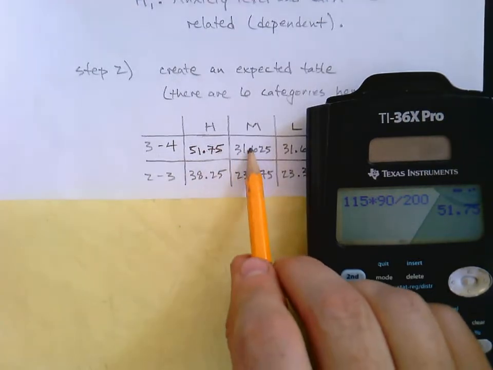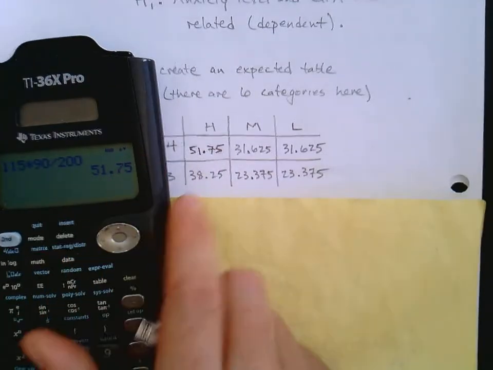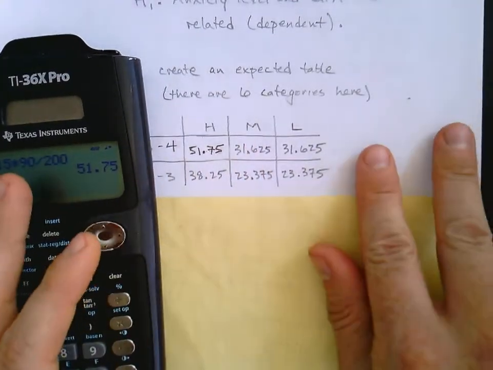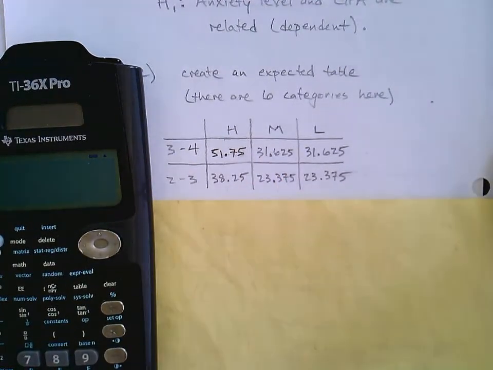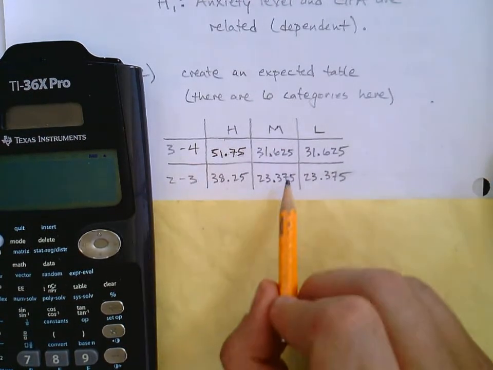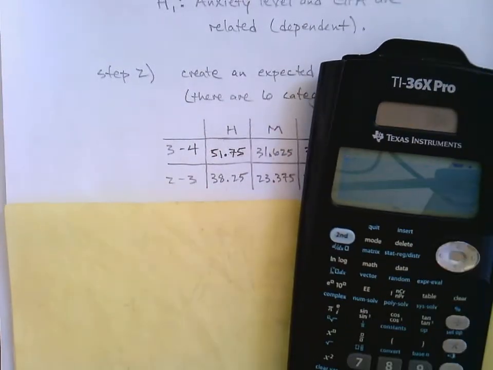We're going to do that for each of the 6 possibilities. So maybe let's do it again for the medium anxiety, so you see it a second time. Medium anxiety, so I go to the table that they provide. What's the row total? Medium anxiety with 3 to 4 GPA. The row total is 115 again, right? Because that's still the same GPA. What's the column total for medium anxiety? 55. And we divide it by that same total of 200. Gives us 31.625. So that's what we fill in.